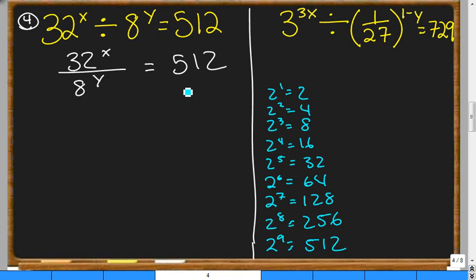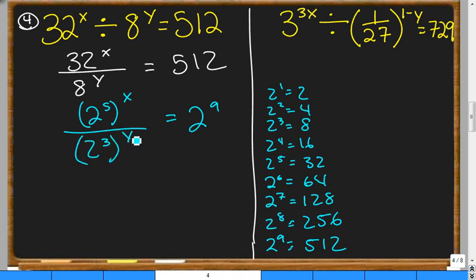So we get 2 to the ninth. 32 is the same thing as 2 to the fifth, so this is going to be 2 to the fifth to the x. And then this will be 2 cubed to the y. This is the same thing as 2 to the 5x over 2 to the 3y equals 2 to the ninth.